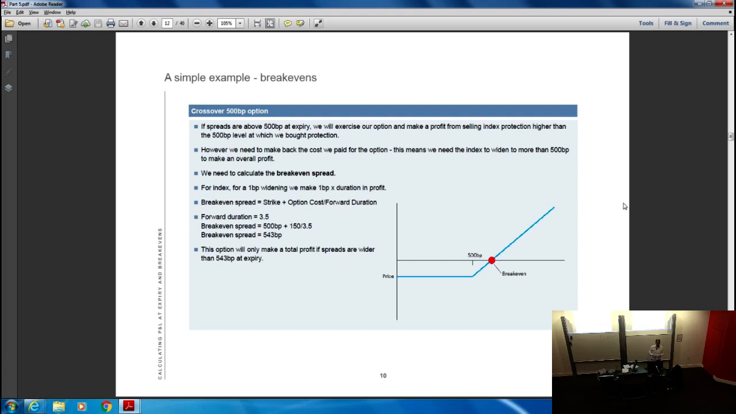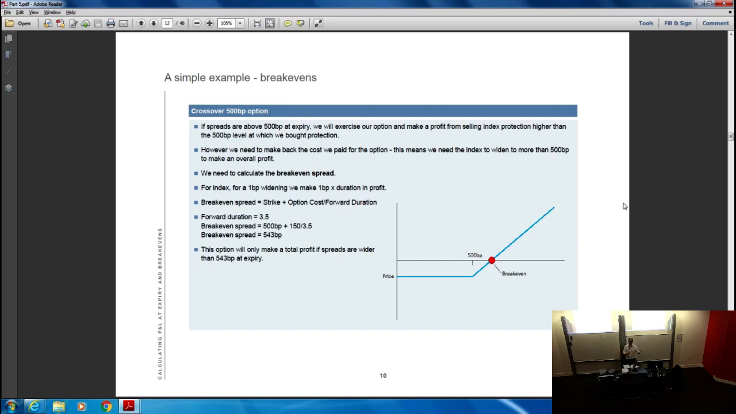So the strike plus the cost divided by the forward duration is basically going to give us the break even of the trade. In this case, let's assume that our forward duration is 3.5. We've got a strike of 500. We paid 150 cents. So 150 cents divided by 3.5 gives us 43. So basically, we will break even at 543 basis points. As long as spreads go above that level, we will make money in this trade. If we sold the payer option, as long as spreads stayed below 543 basis points, similarly, we would make money.